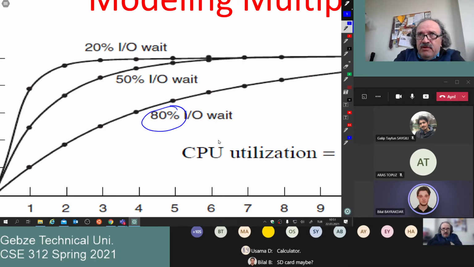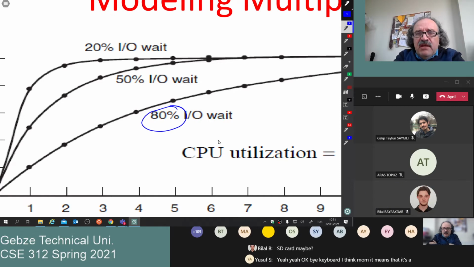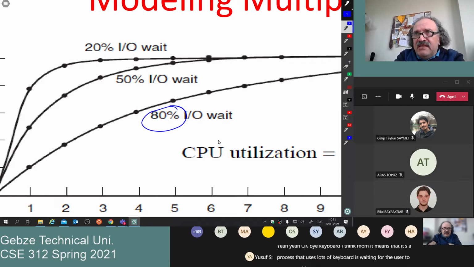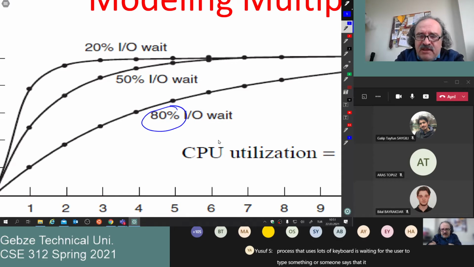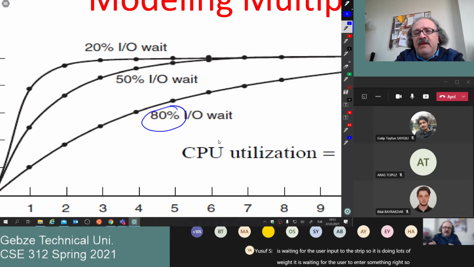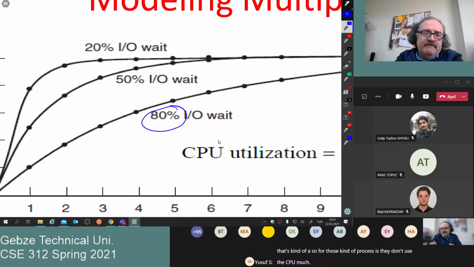By keyboard, I think Mohammed means that it's a process that uses lots of keyboard. It's waiting for the user to type something, or someone says that calculator is waiting for the user input. That's true. So it is doing lots of waiting. It is waiting for the user to enter something, right? So for those kinds of processes, they don't use the CPU much. They always wait for something.